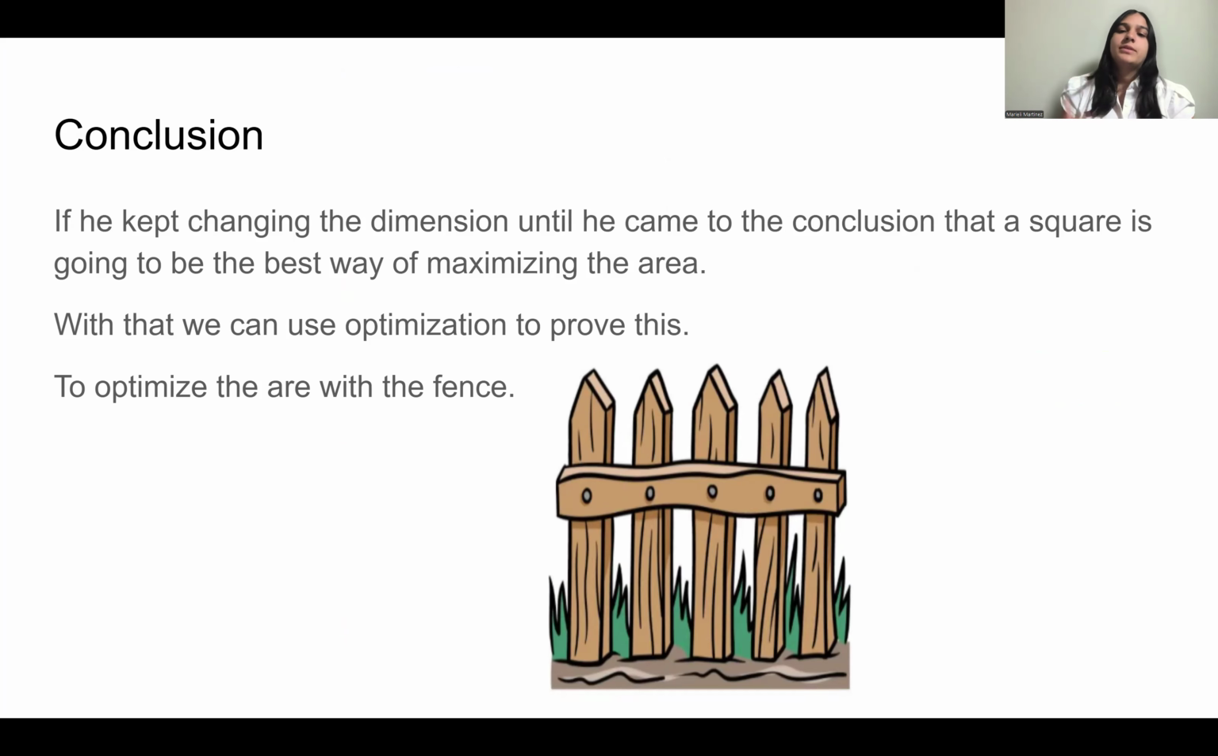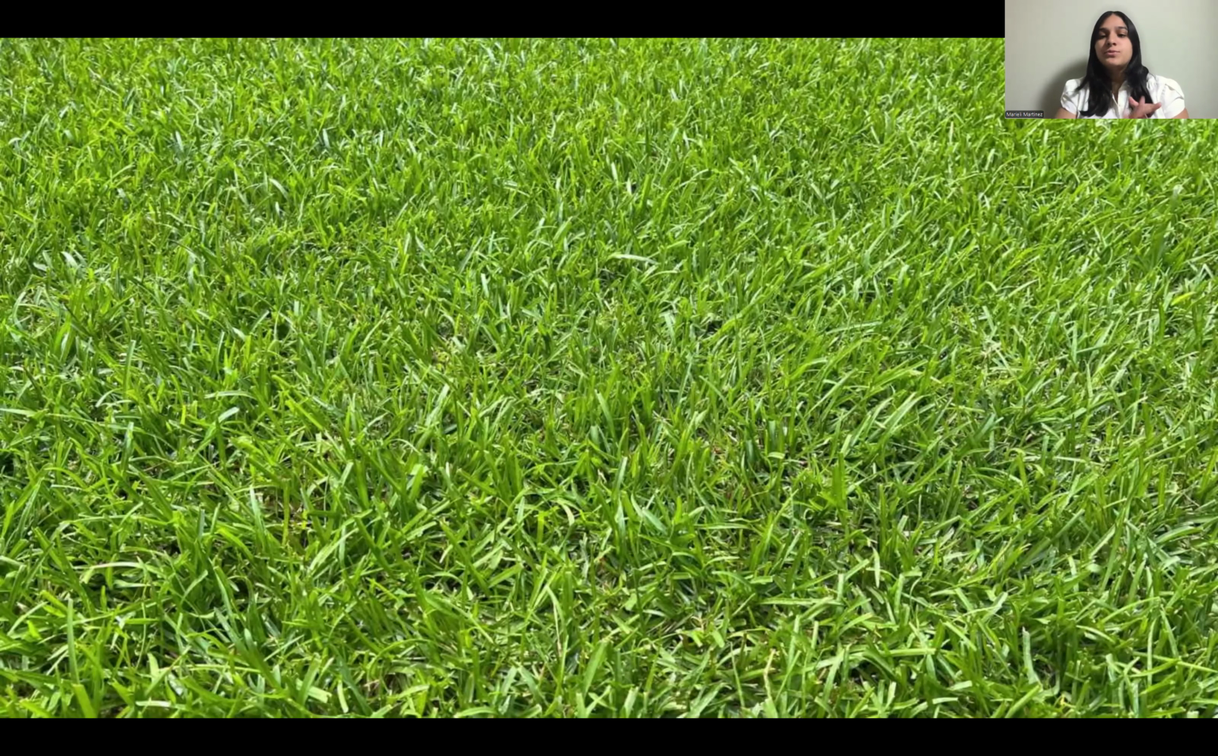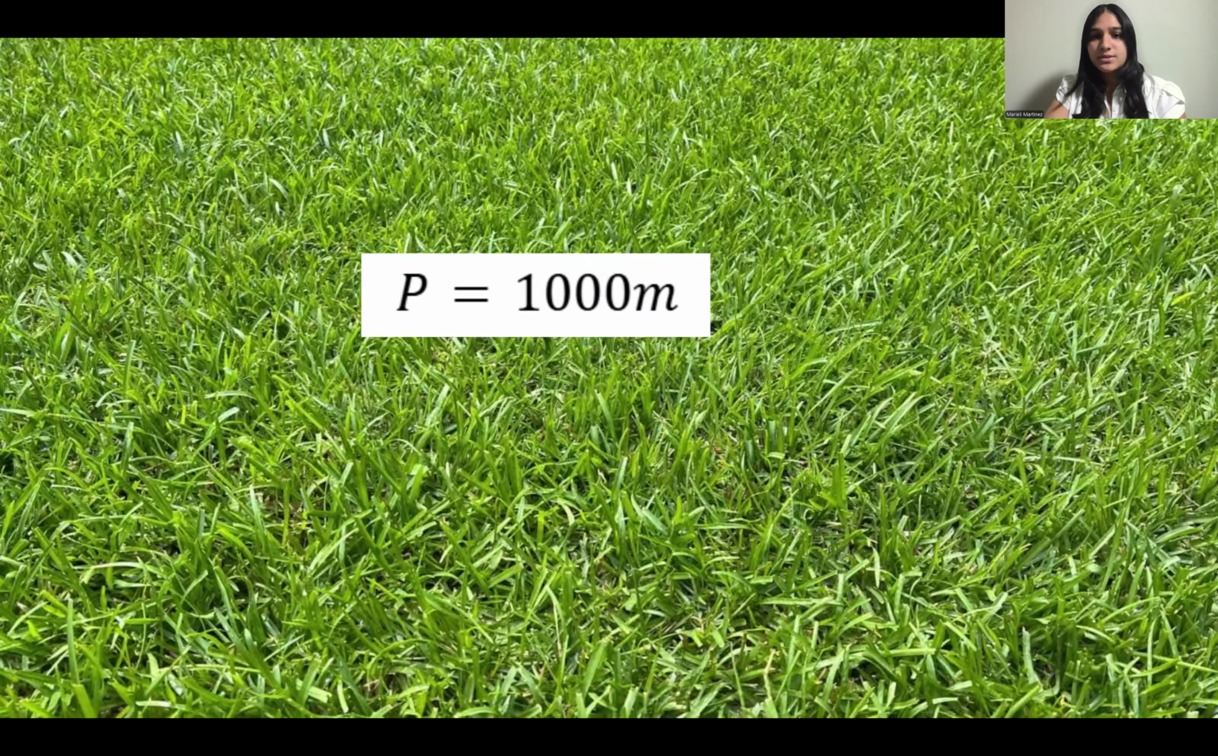He kept changing the dimensions until he came to a conclusion that a square was going to be the best way of maximizing this area. And with this, we can use optimization to prove this. First we're going to start with gathering all our information. We know that the perimeter is 1,000 meters because that's how much fencing he has.